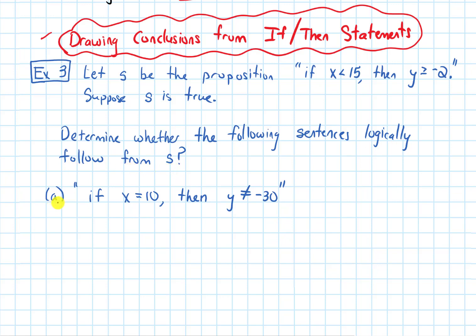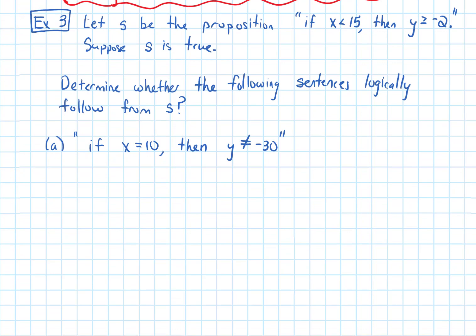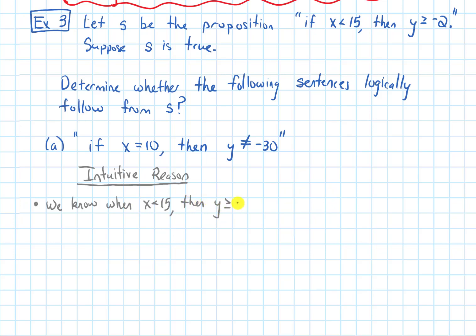Part A is the statement: if x is equal to 10, then y is not equal to -30. So I want to explain this in two ways. First, I want to give an intuitive reason, and then we'll give a more technical reason. So for the intuitive reason, based on what we are told is true about this implication, we know that when x is less than 15, then y is going to be greater than or equal to -2.